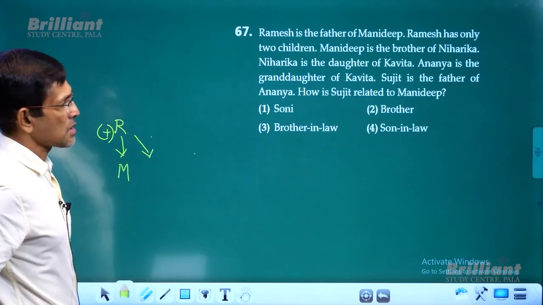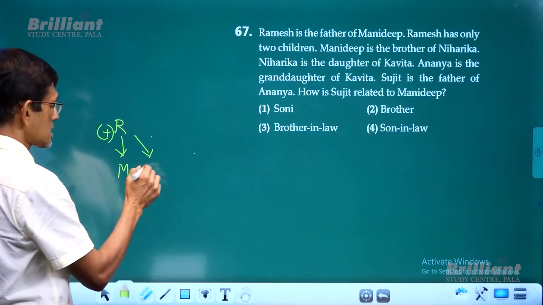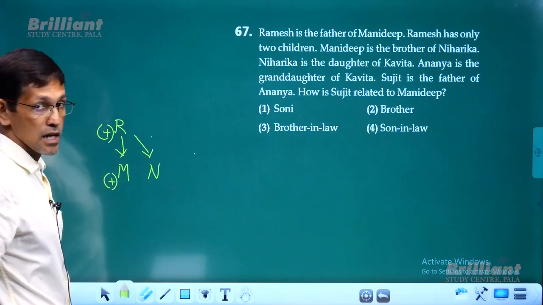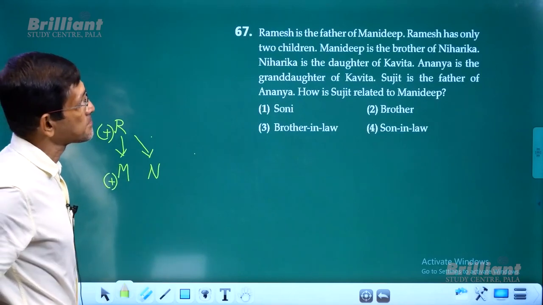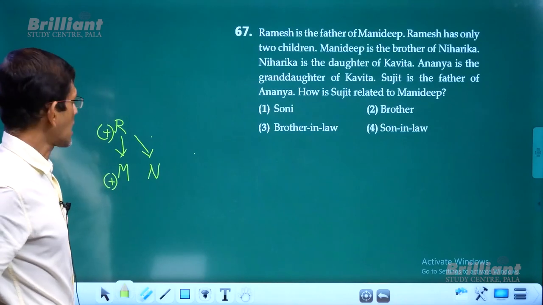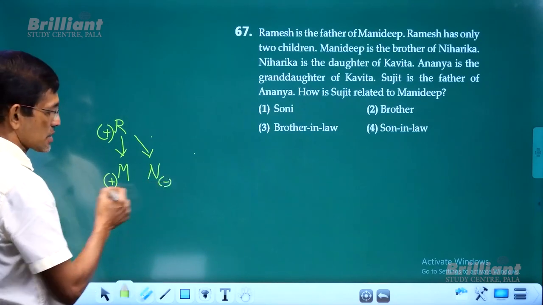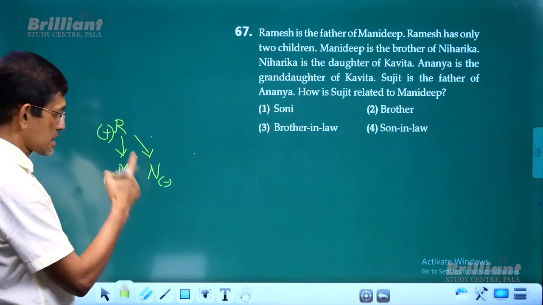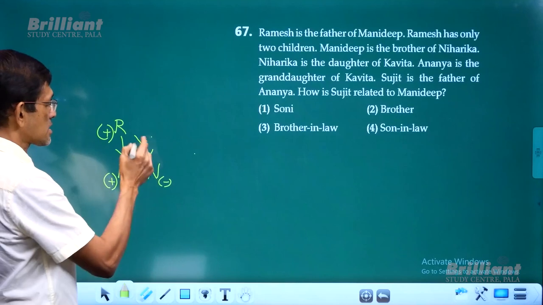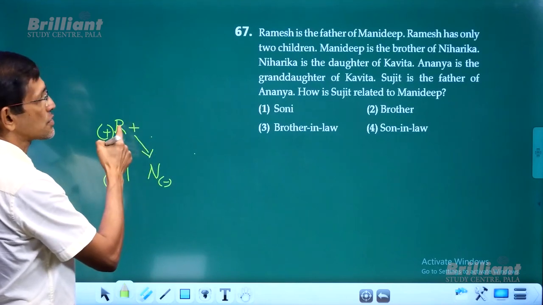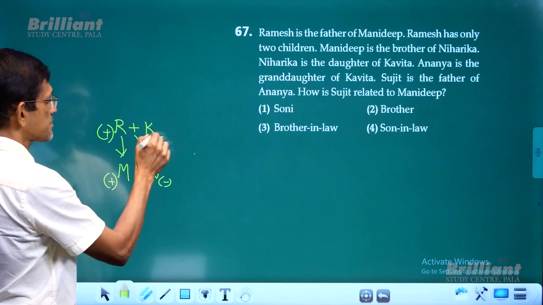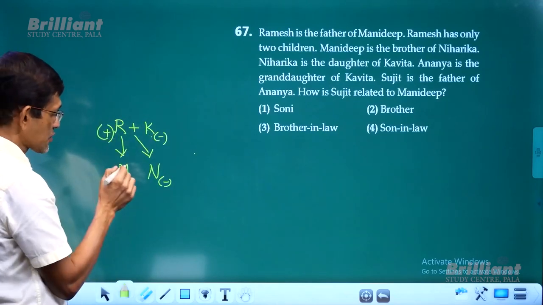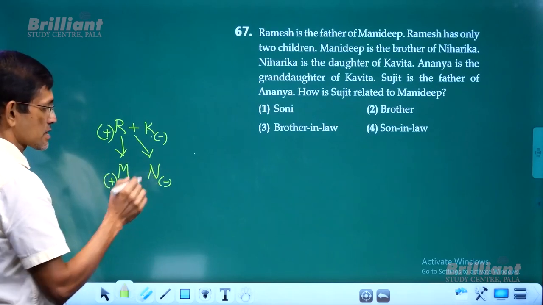Manideep is the brother of Niharika. So Manideep and Niharika. Manideep is the brother, so he's a male. Niharika could be male or female, we have no idea. Niharika is the daughter of Kavita. Okay, so Niharika is the daughter, so that's a female. That means Niharika's mother, Kavita, is married to who? Ramesh. So the Ramesh Kavita couple have two children. One is Manideep, the other one is Niharika.